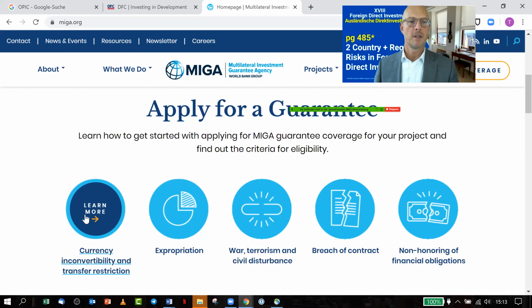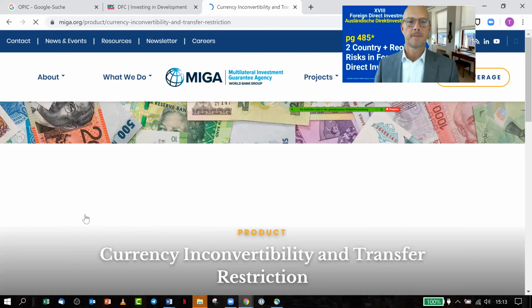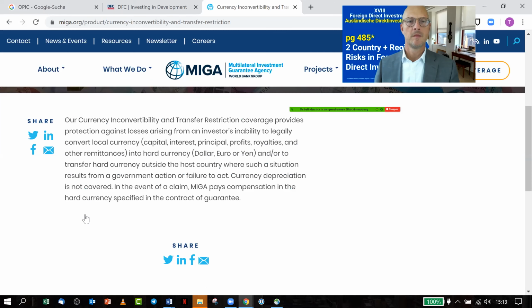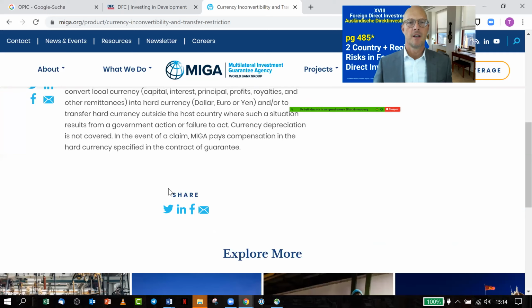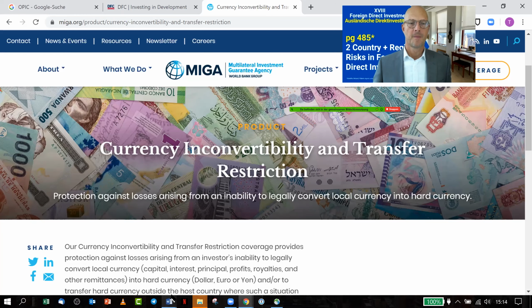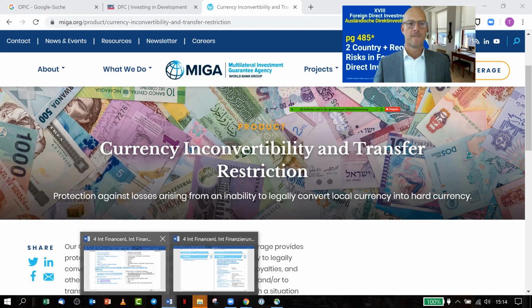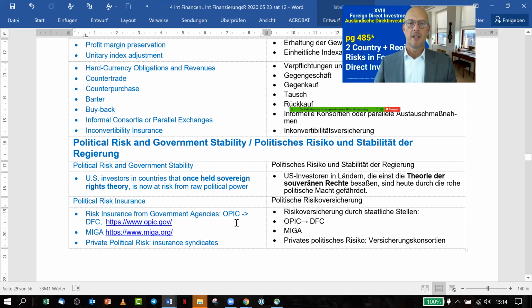And yeah, for example, here, we just open the currency and convertibility. See, they also have different products here. Okay. So these are methods today to reduce the political risk, especially if you are in countries where there's no government stability.